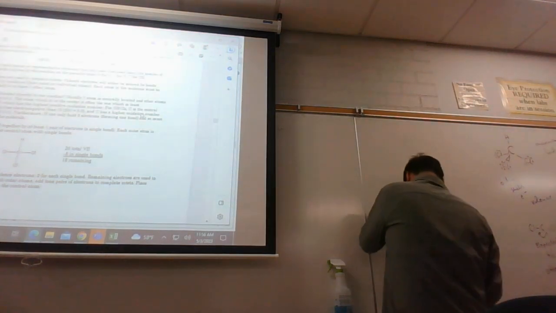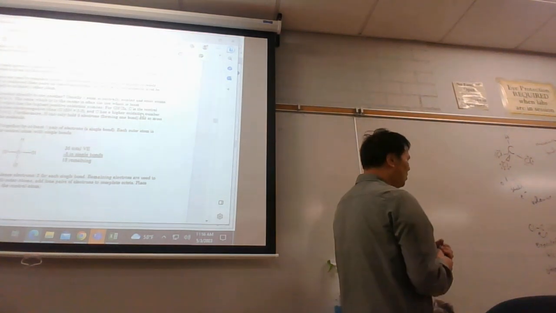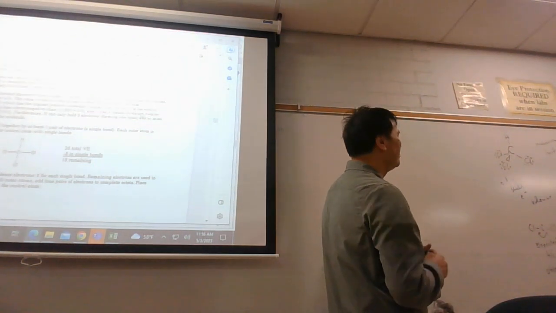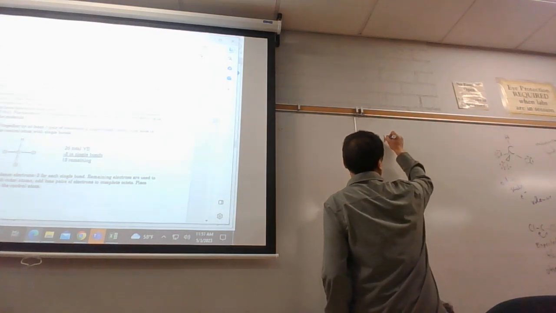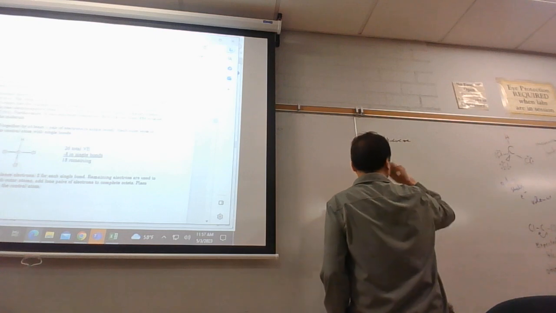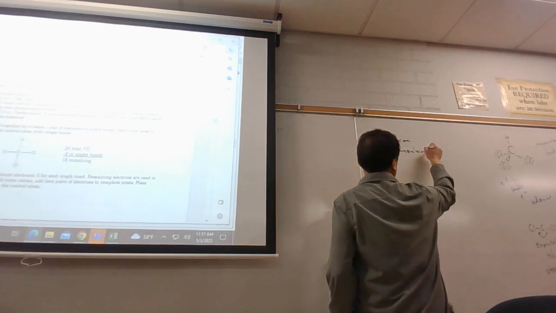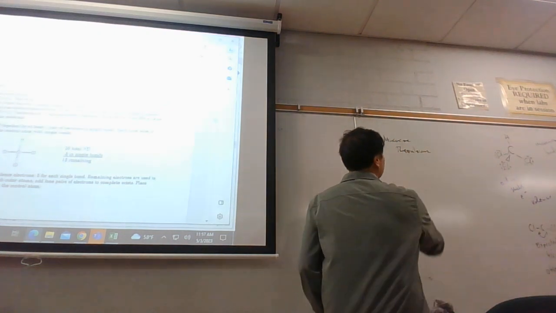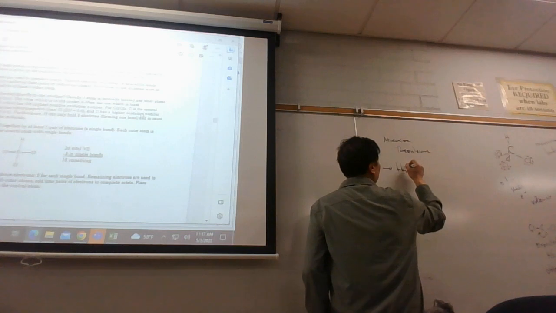And so there's one final thing that happens here. The one final thing that happens is we need to minimize repulsion. Minimizing repulsions can lead to what's called hybridization of atomic orbitals.